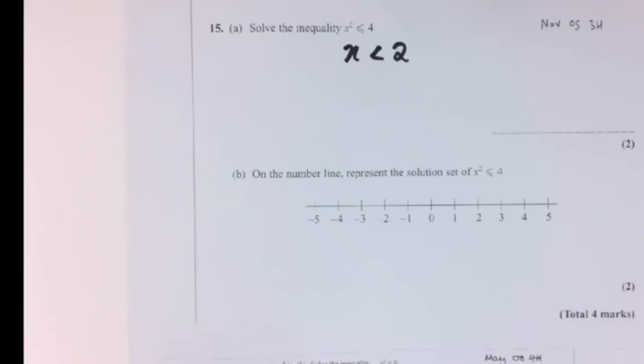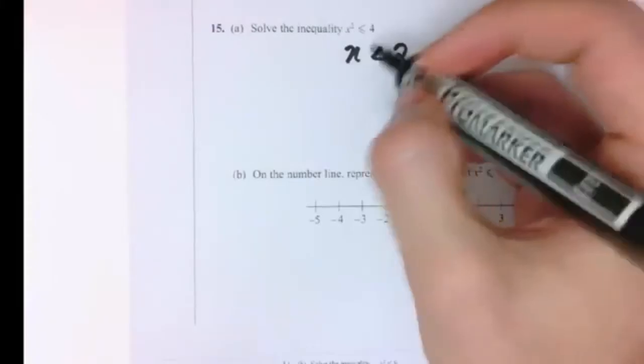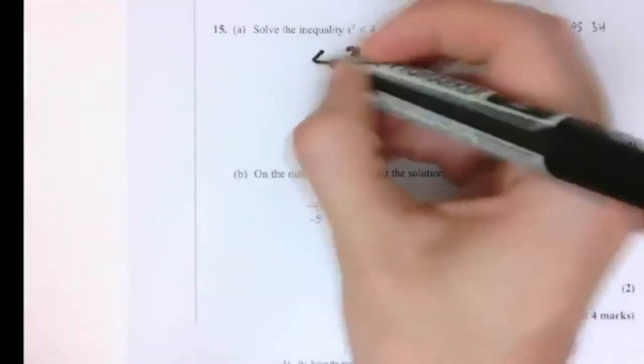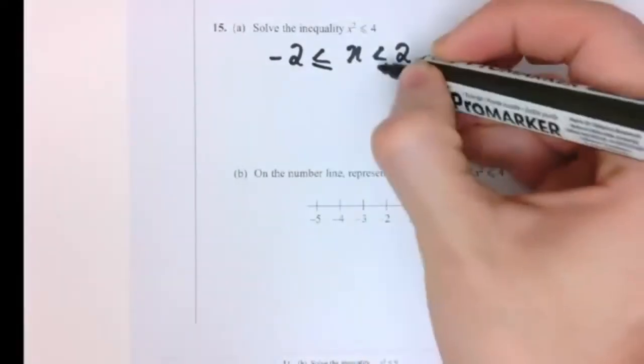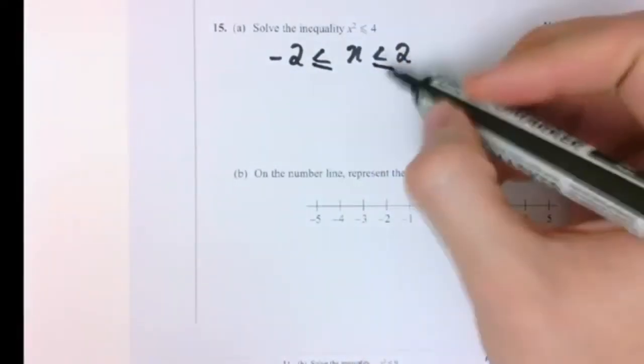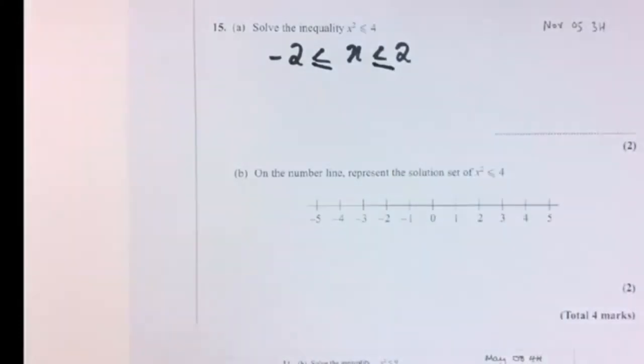X is minus 1. Minus 1 squared is 1. That's fine. Minus 2 squared is 4. But if I go down below minus 2, something like minus 3 squared is 9. So that's actually not less than or equal to 4 anymore. So we need to cut this off at minus 2. So the solution to this inequality is minus 2 less than or equal to x less than or equal to 2. And again, it's less than or equal to because this one's less than or equal to.